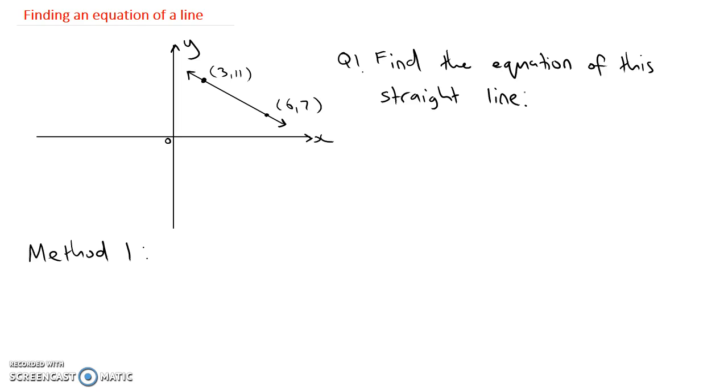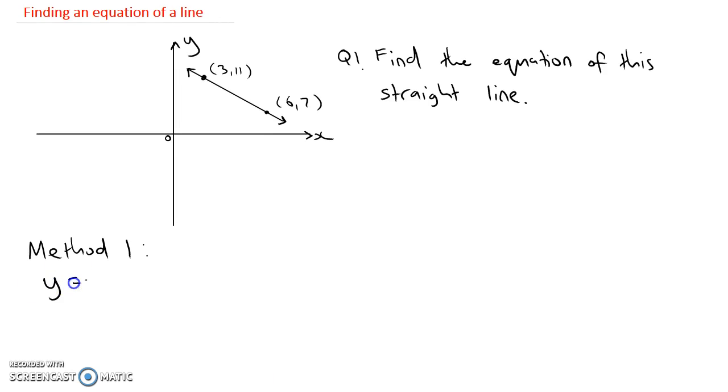Alrighty, so method one. Method one involves using the point gradient form that we looked at last lesson. So using y equals mx plus c, where hopefully you remember m is the gradient and c is the y-intercept. We don't have the y-intercept here, but we can still go ahead and use this method.